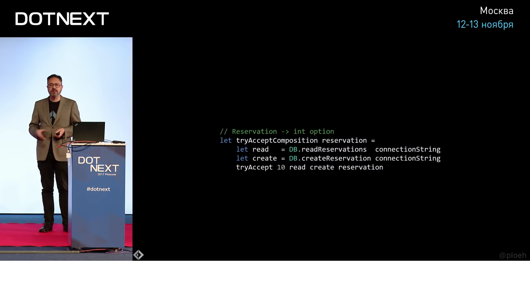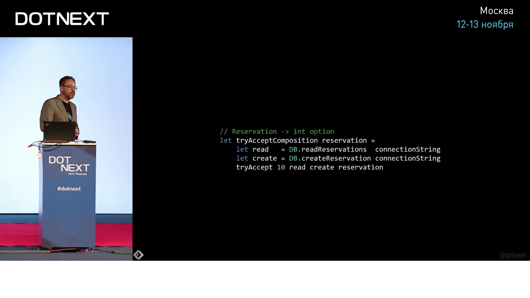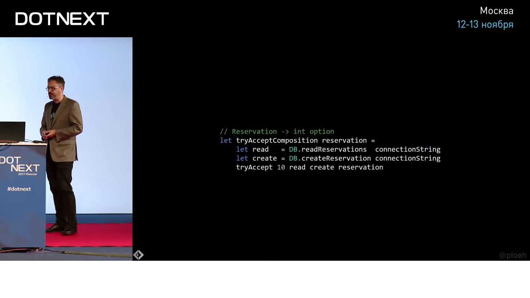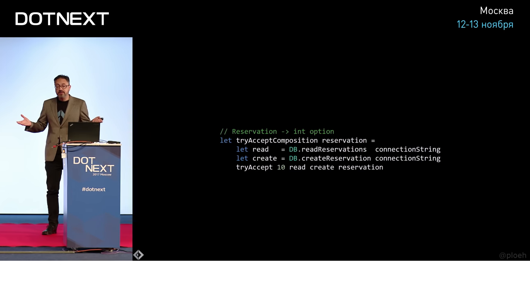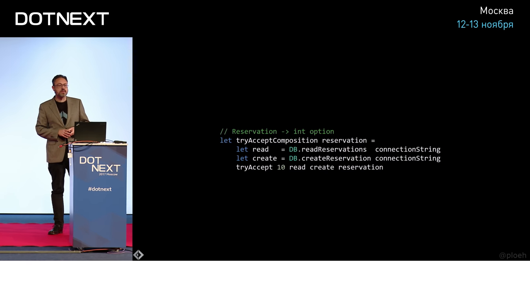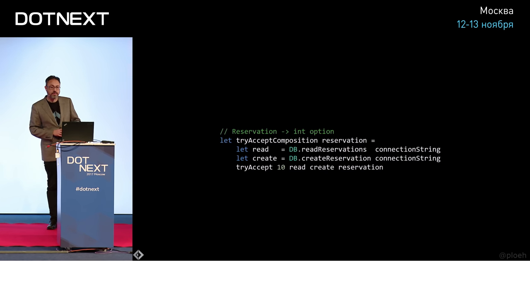It's just the last expression becomes the return value. So because try accept returns int option, then this entire composition also returns int option. And this works just like you'd expect it to work. It does exactly the same thing as the composition did in C# that you saw before.